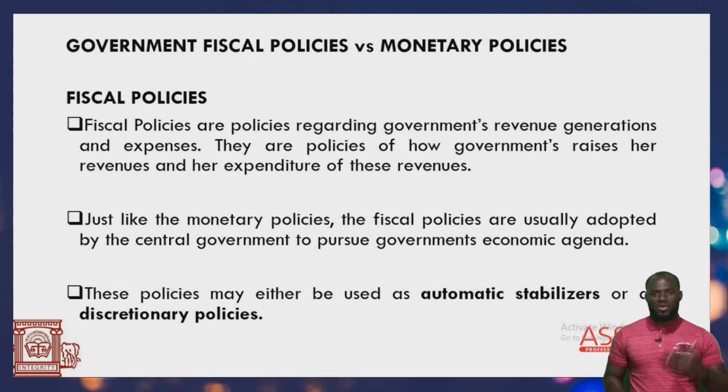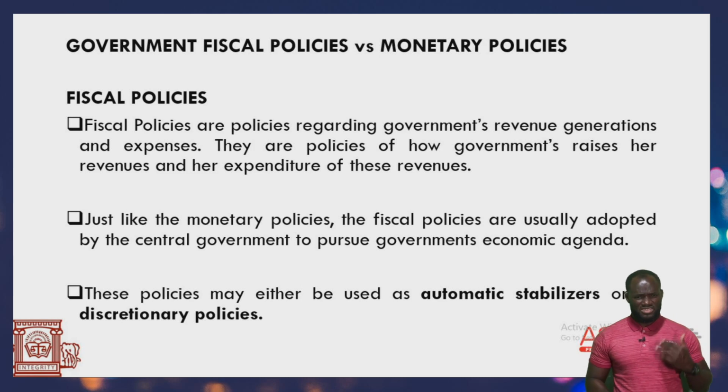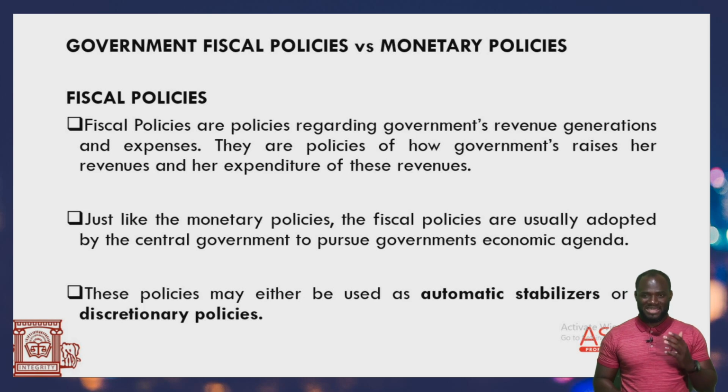Right. Now, with respect to the fiscal policies, there are two forms of fiscal policies. We have what is called the automatic stabilizers and also the discretionary policies. The automatic stabilizers and the discretionary policy.